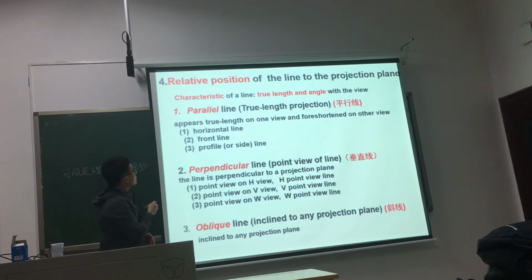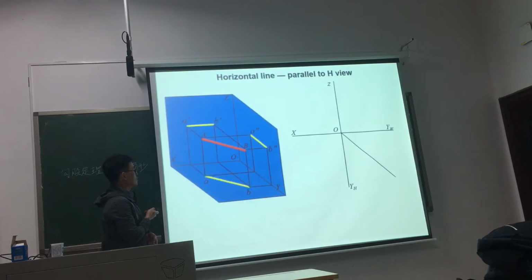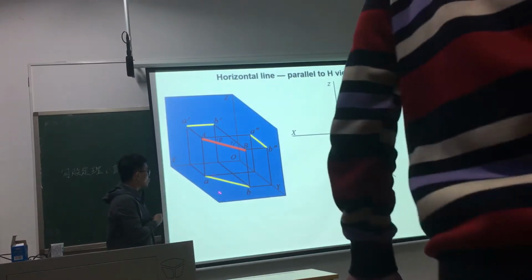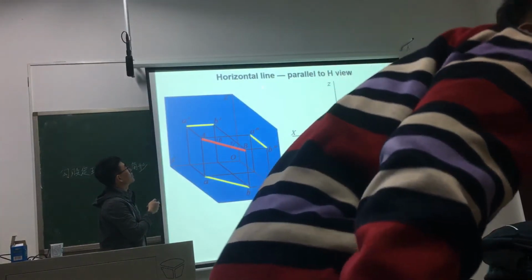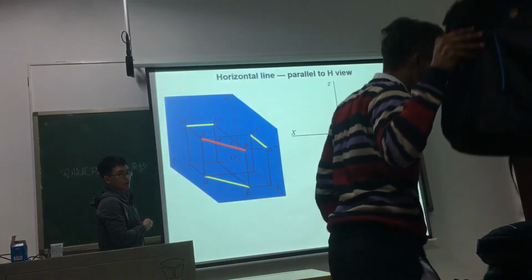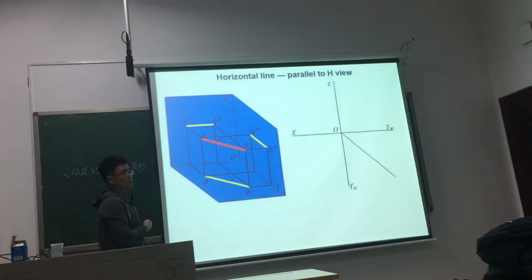So we keep this in mind. From the projection, you can get to know this one is the H horizontal line. So this is the homework. You can know how to finish your homework.